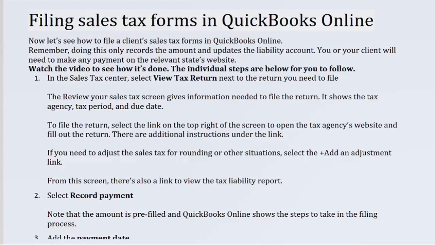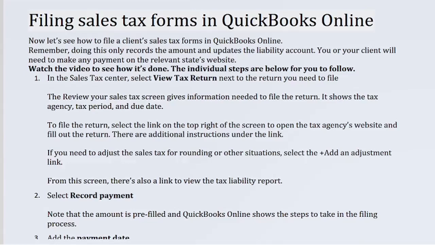To file the return, select the link on the top right of the screen to open the tax agency's website and fill out the return. There are additional instructions under the link. If you need to adjust the sales tax for rounding or other situations, select the plus Add an Adjustment link. From this screen, there's also a link to view the tax liability report.